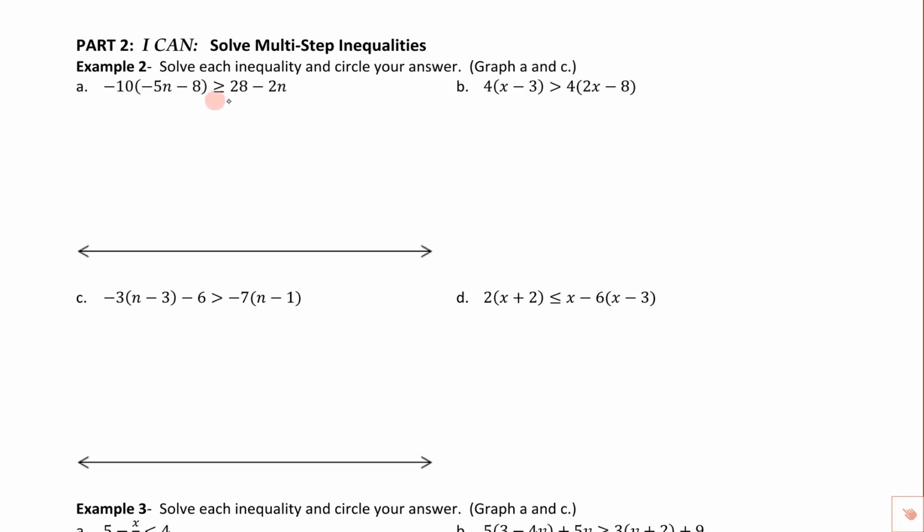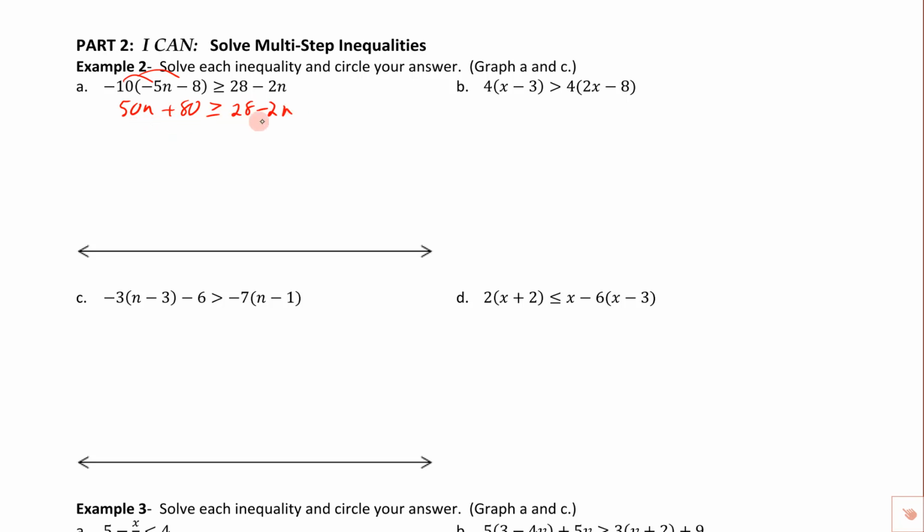Again, we're going to simplify the sides before we start solving anything. So we're going to distribute that negative 10 through. That's going to give us a 50n. And then we're going to do the negative 8 times the negative 10, so that's going to be positive 80. Simplifying doesn't change the direction of the inequality, so we're going to keep that like it was.